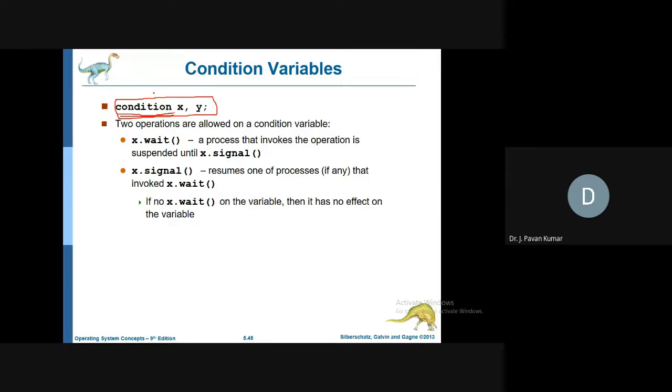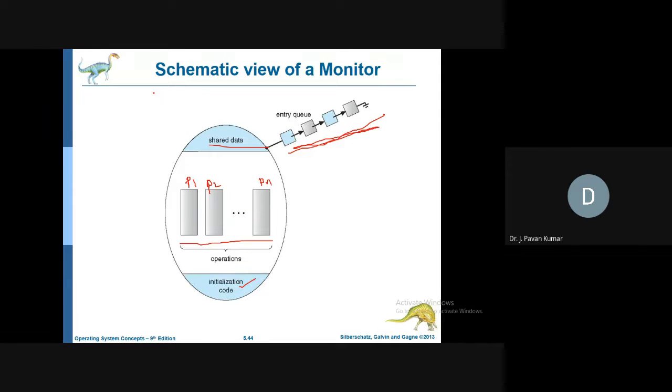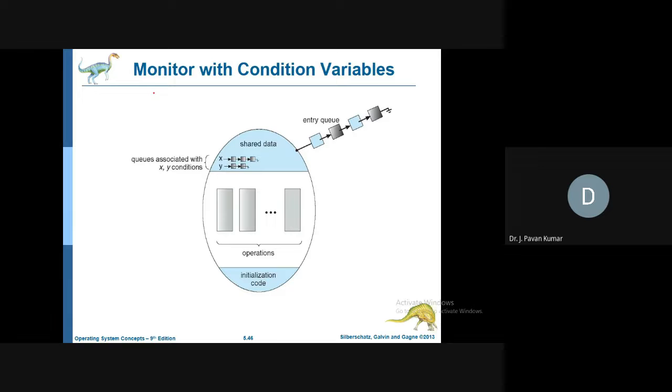The use of condition variables is that on one particular condition variable we can make several processes wait. Like here we have an entry queue, so we can have a separate queue on one particular condition. Here you see we have two conditions, x and y. X has a separate queue, y has a separate queue. Whenever a signal is given on x, from the corresponding queue a process will be selected and it can enter into the monitor. This is what we can ensure.